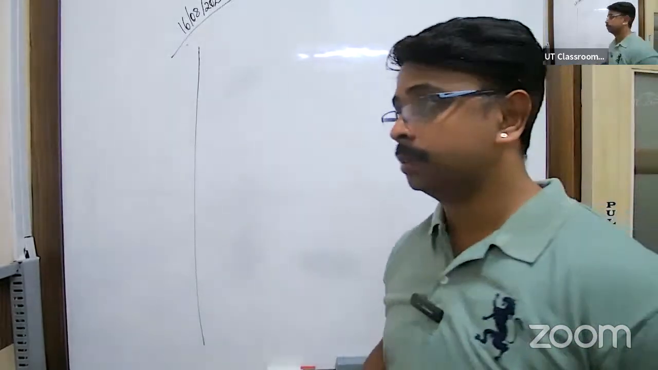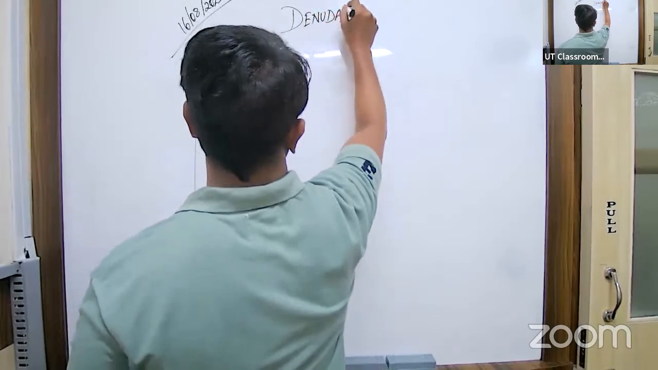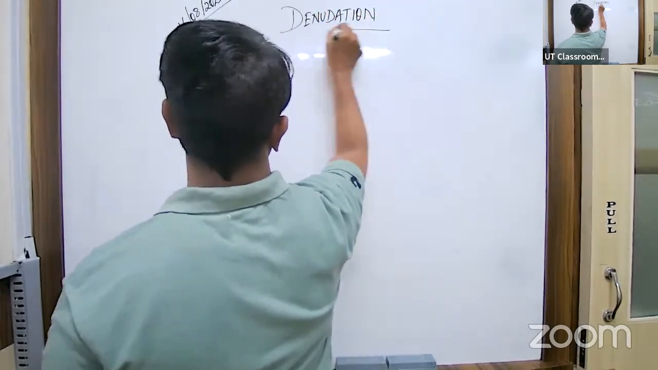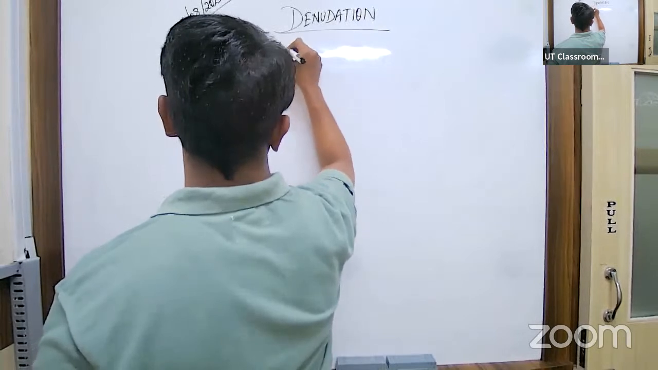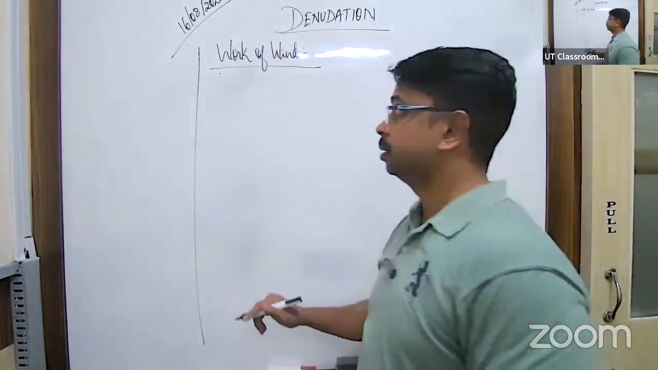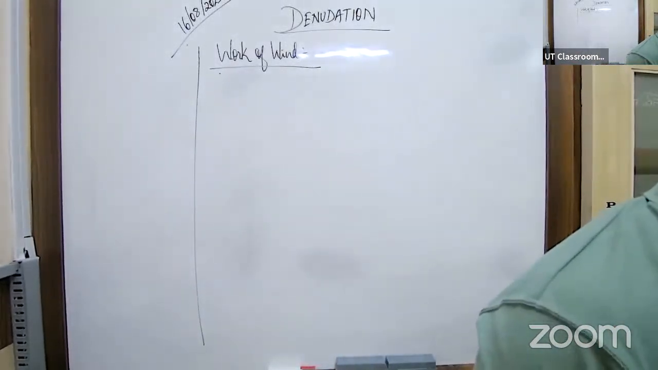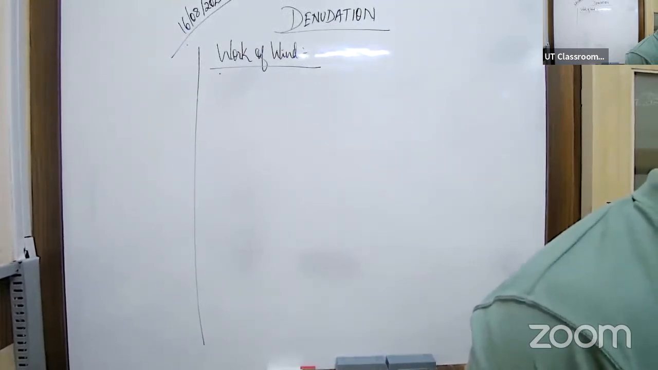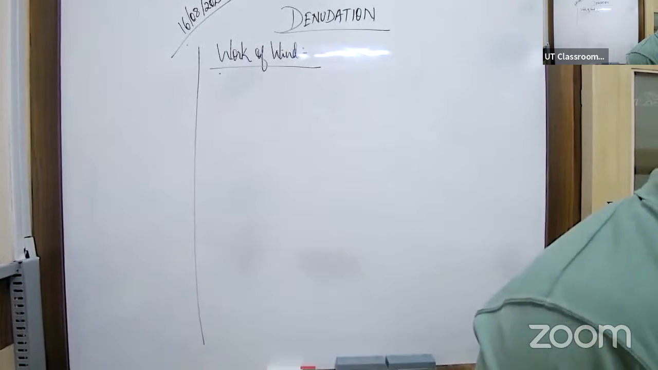Okay, put that heading, everyone. It is still denudation. But under denudation, work of water is over, correct? Only work of wind is left. For today's date, it is 16. And under that, you can write the heading. The first work of a wind, that your volume is given. What is the volume given?